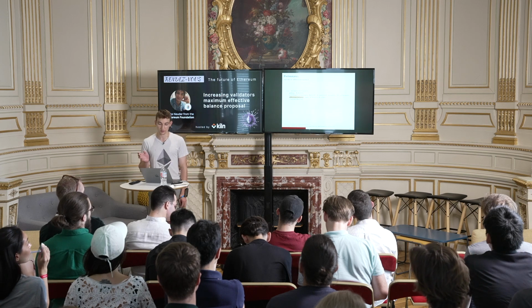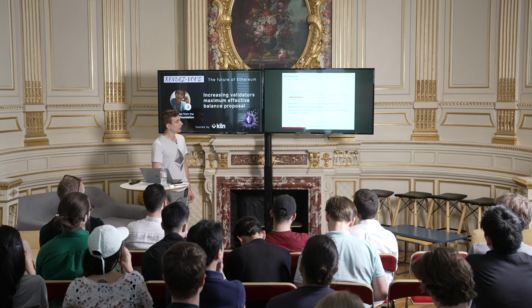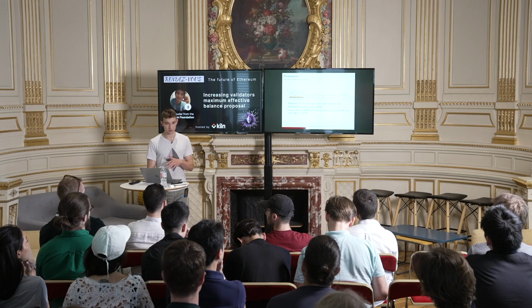The second important component is the validator effective balance. This is one of the core features of the validator class, and it essentially says how much stake the validator has according to the consensus layer. It is incremented in whole values of ETH. So according to the consensus layer, it can only have 32 ETH, 31, 30, all the way down to 16 ETH. So it can go below 32 ETH. This would happen if there's slashing or an inactivity leak from the validator not fulfilling their promised duties. But it'll never go above 32 ETH as currently implemented.